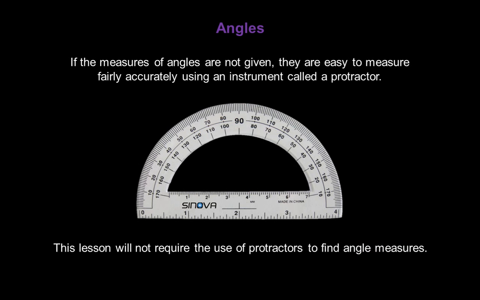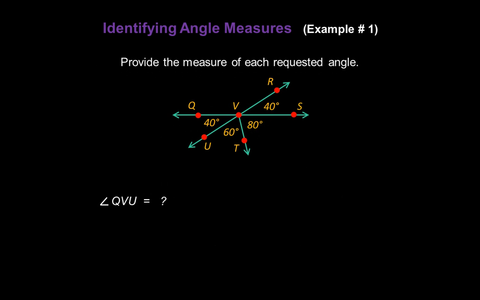If the measures of angles are not given, they are easy to measure fairly accurately using an instrument called a protractor. This lesson will not require the use of protractors to find angle measures. Let's take a look at an example.